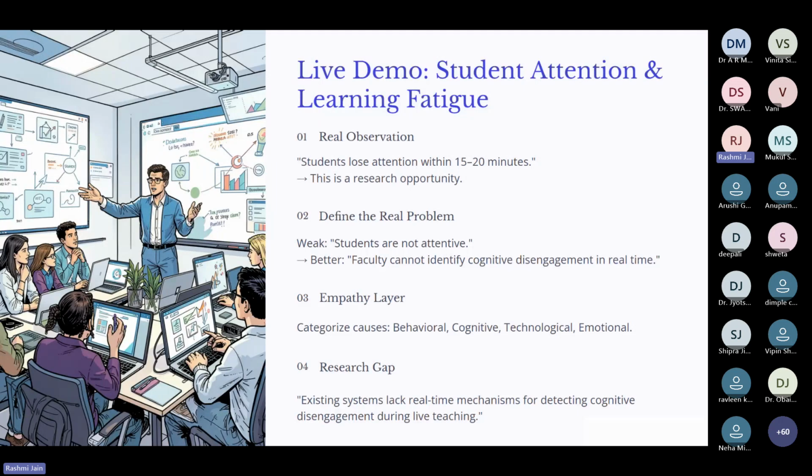Now, if we frame it in a manner that faculty cannot identify cognitive disengagement in real time, that we as faculty are not able to identify why they are disengaging in real time, what we will do is start identifying the reasons behind it. So we then start moving into the empathy layer. We identify the categories. Is it a behavioral issue? Is it a cognitive issue? Is it a technological issue? Or is it an emotional issue?